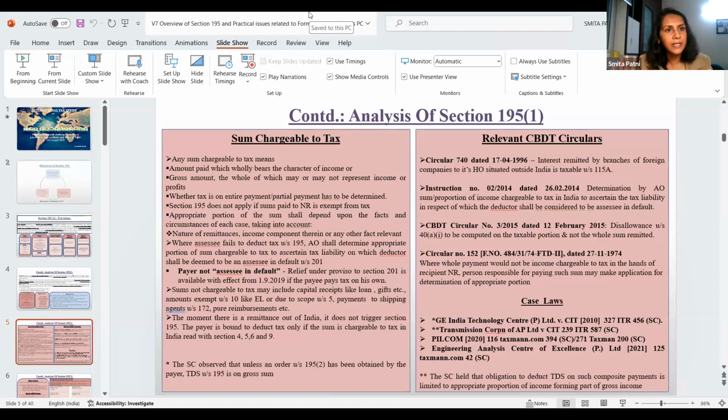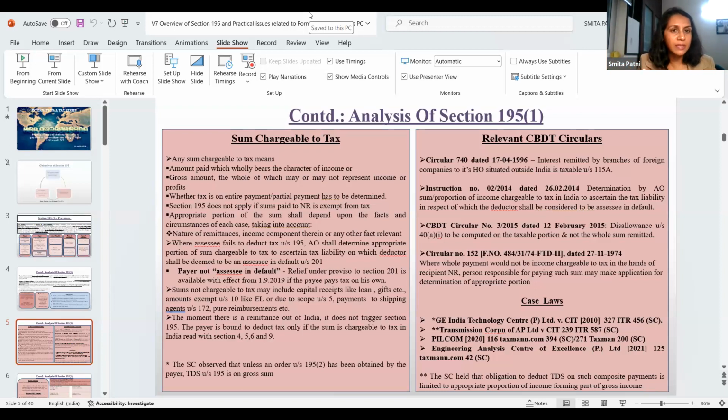We have pure reimbursements. If we pay pure reimbursements through our associated enterprises, like travel, flight tickets, etc., that is pure reimbursement. We don't have to deduct any TDS in that. Payment to shipping agents under section 172, we don't have to deduct any TDS. If you are making any loans or any gifts, then no TDS is deducted. If it's pure gifts, of course, there's a limit of 50,000 for gifts to a non-resident. Otherwise, section 56(2)(x) will come into play, but we are not going into that. What we are saying is that any sum chargeable to tax only will fall under the ambit of this. These exclusions will go out of this.